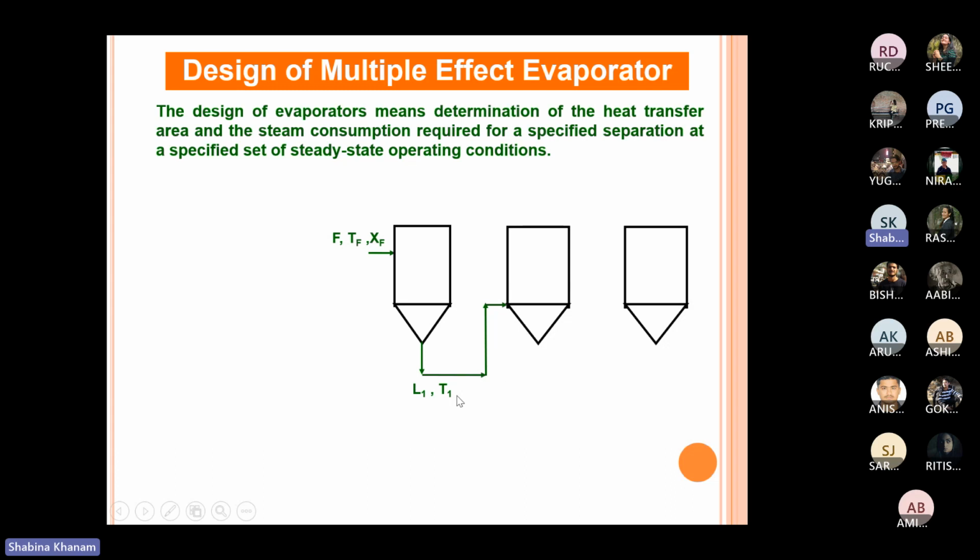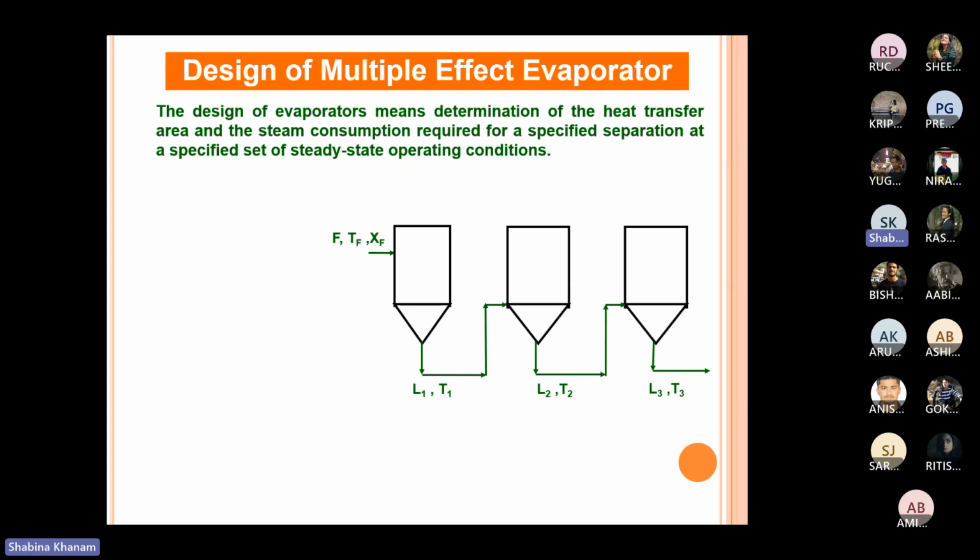So L1 is the liquid flow that enters into the second effect and further gets concentrated, and exits the second effect as L2 at T2. It will enter into the third effect, and then finally I have L3 at T3. If you consider this type of flow, this type of flow is usually forward flow. You must have heard about different flows.